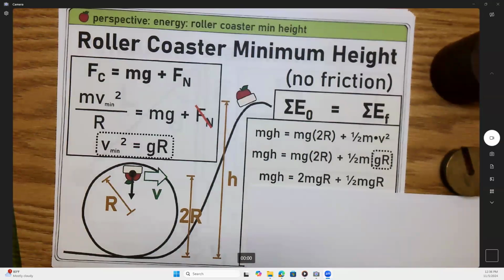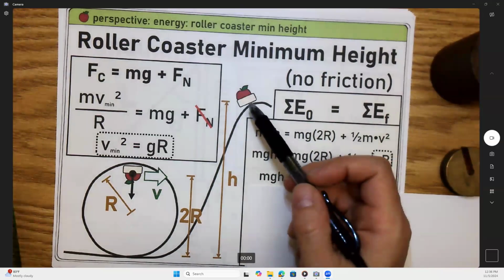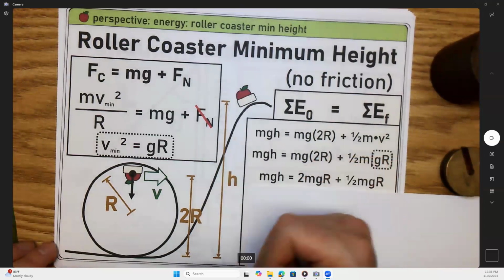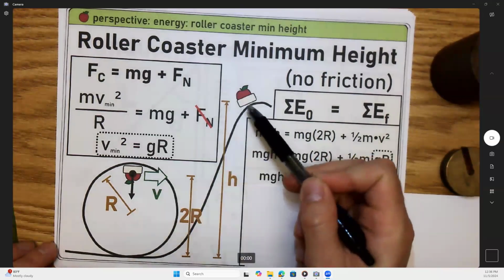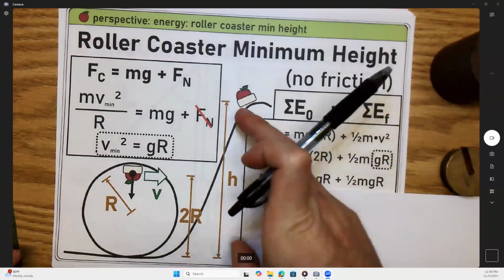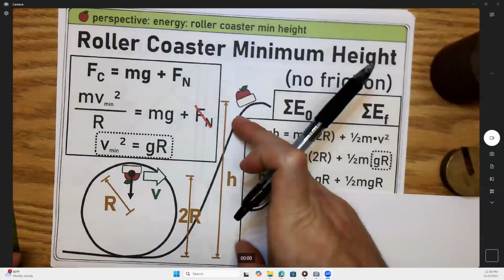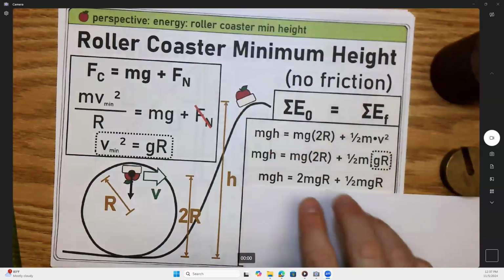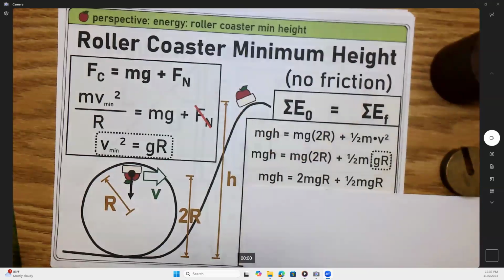What variables cancel out on both sides? What's one variable that cancels? Mass. So see if you can follow. What does that mean? If you have an empty cart and it makes it around, and then you have a cart full of people, which is a lot more massive, would you still need the same minimum height hill? Yeah, because the mass cancels out, which I have covered up here. What variable also cancels out? The gravity field.